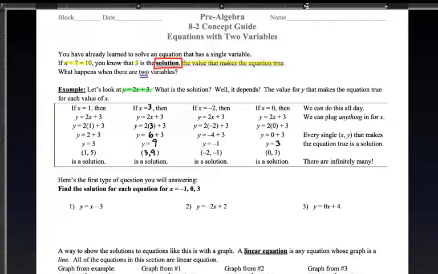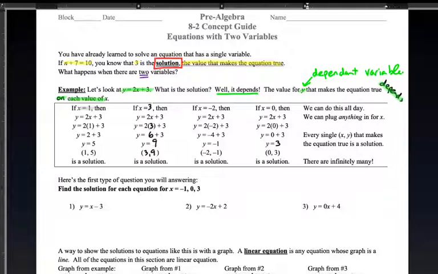Well, let's look at this equation here. We've got this equation: y is equal to 2x plus 3. What is the solution? Well, it totally depends. What y is depends completely on what x is. So, let's look at this. Because y depends on what x is, we call y the dependent variable.